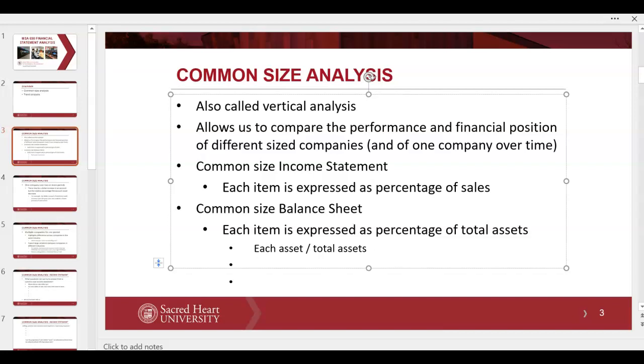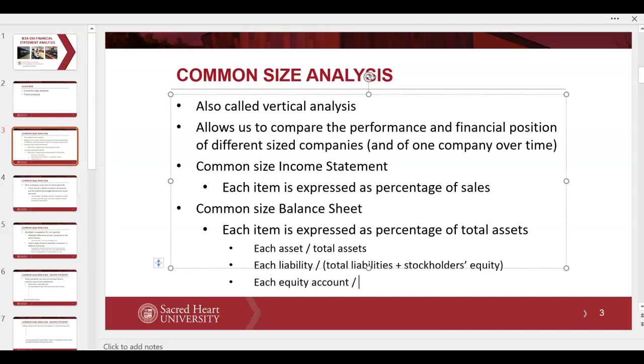And we can look at each liability as a percentage of total assets, because that's a little bit easier to do math-wise, but really what we're saying is each liability as a percentage of total liabilities plus stockholders' equity. But we know that stockholders' equity plus total liabilities is equal to assets. But we really want to say how much that one liability account is as a percentage of total financing. And then finally, each equity account.